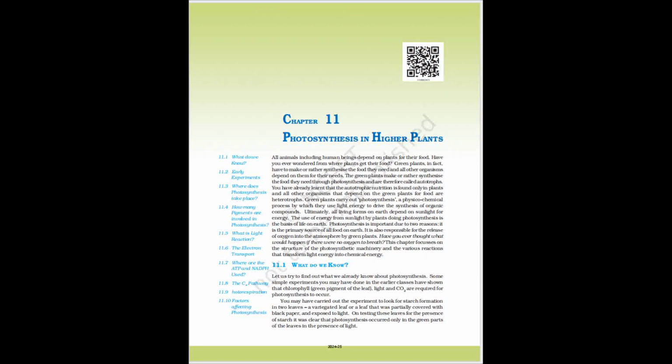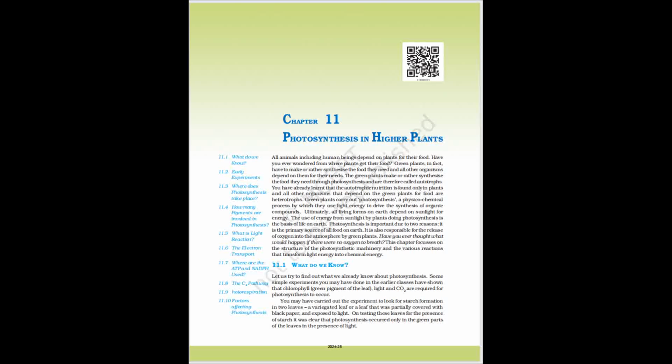All animals, including human beings, depend on plants for their food. Have you ever wondered from where plants get their food? Green plants, in fact, have to make or rather synthesize the food they need, and all other organisms depend on them for their needs. The green plants synthesize the food they need through photosynthesis and are therefore called autotrophs. You have already learned that the autotrophic nutrition is found only in plants, and all other organisms that depend on the green plants for food are heterotrophs.